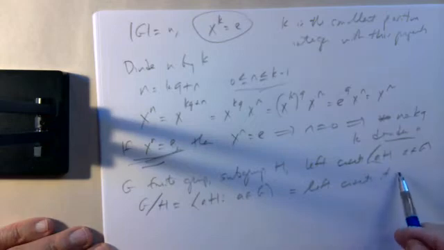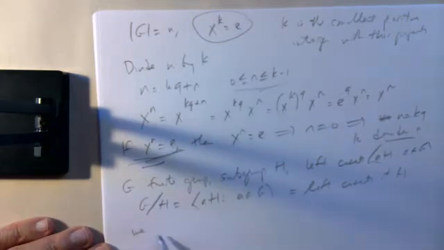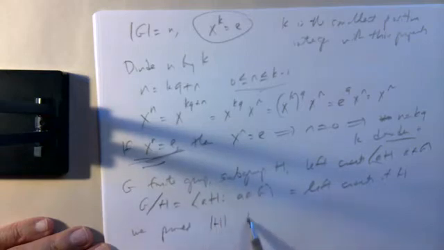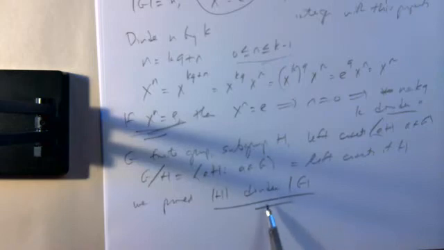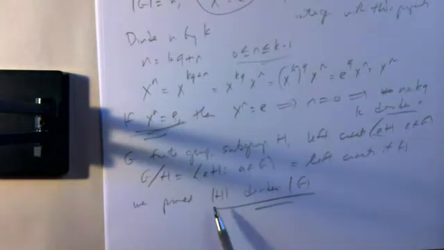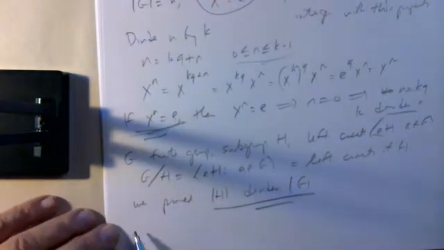And we proved that the order of the subgroup H divides the order of the group. Right? So this was a major theorem in the text. If you have a finite group, the order of a subgroup divides the order of the group.